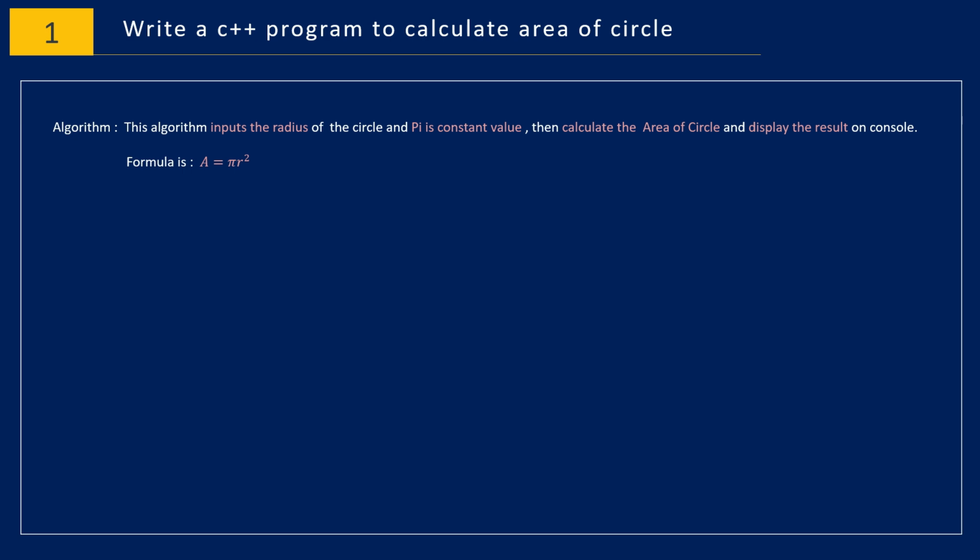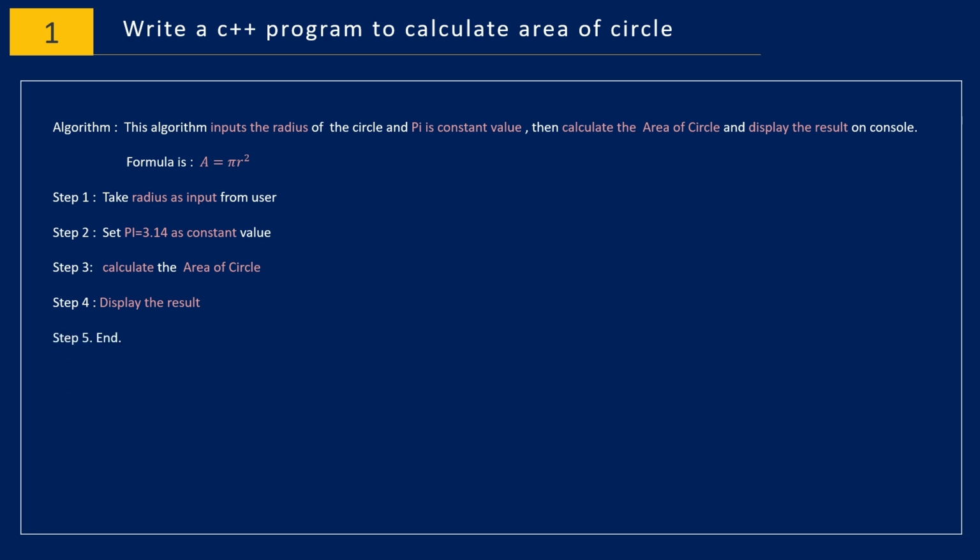The formula for calculating the area of a circle is pi r square. The value of pi will be a constant value, and the radius we can take from the user as an input. And then we can calculate the area of a circle. So there are hardly 3 to 4 steps. Just take the radius as an input from the user. Then set pi equal to 3.14 as a constant value, and then calculate the area of a circle. Once the area is calculated, we just have to display the result. That's it, and then the end of the program.